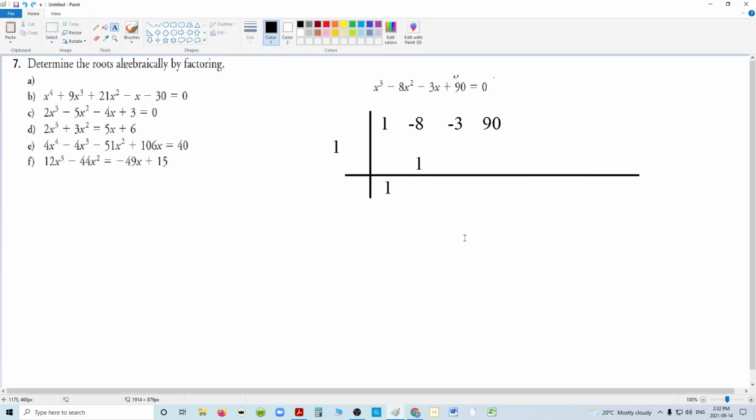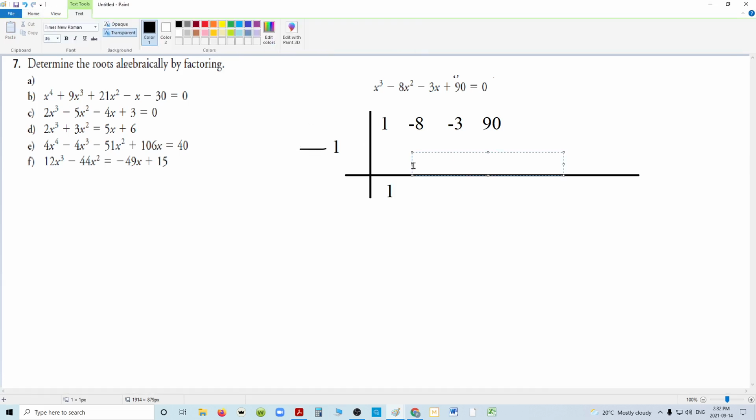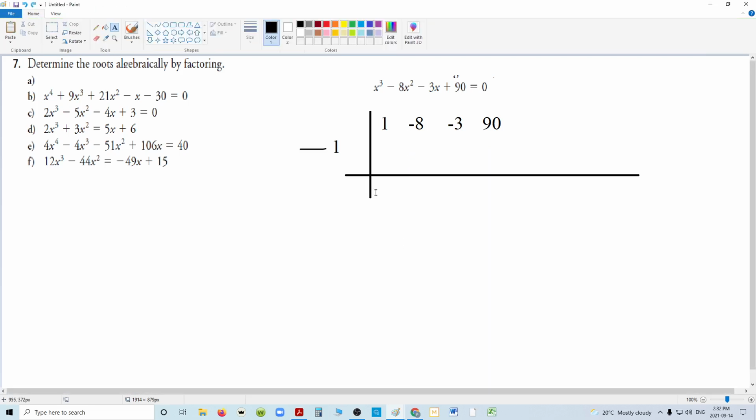Nope. Go for minus 1, which I don't think will work either. It's just not getting big enough in the first couple. Nope. I can tell you already that's not going to work. So we're going to go to minus 2 now.